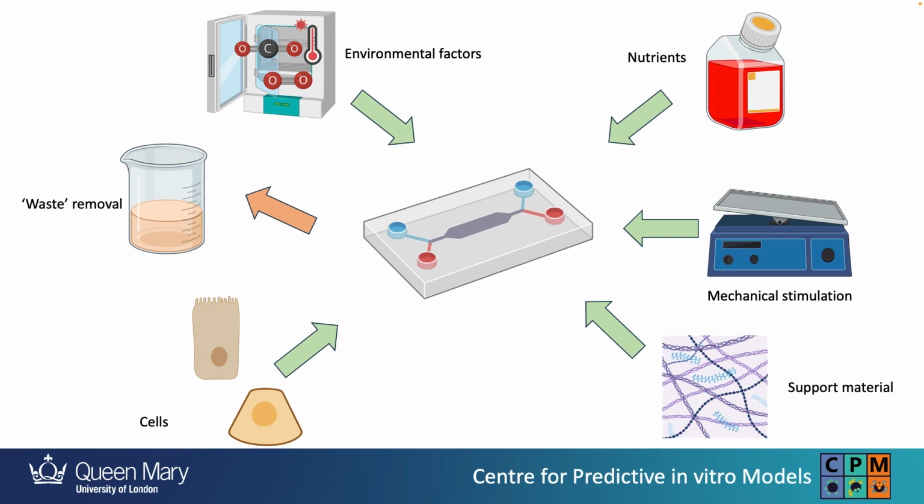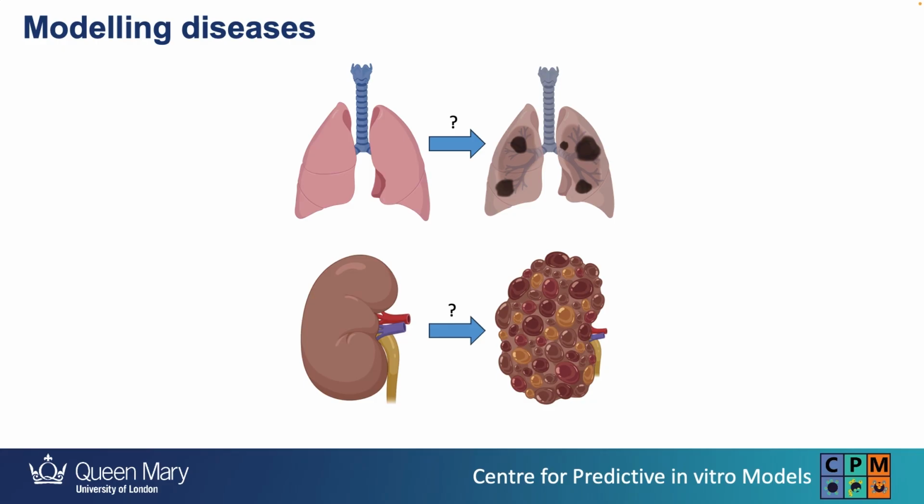So again, really mimicking far more closely what's happening in the body than we would be able to with traditional models. And then the other thing is it's brilliant to be able to grow a perfectly healthy tomato or a perfectly healthy lung in one of these chips. But what we're really interested in is modeling diseases.